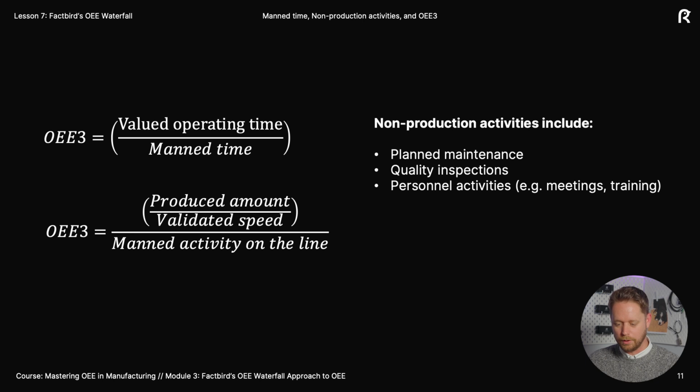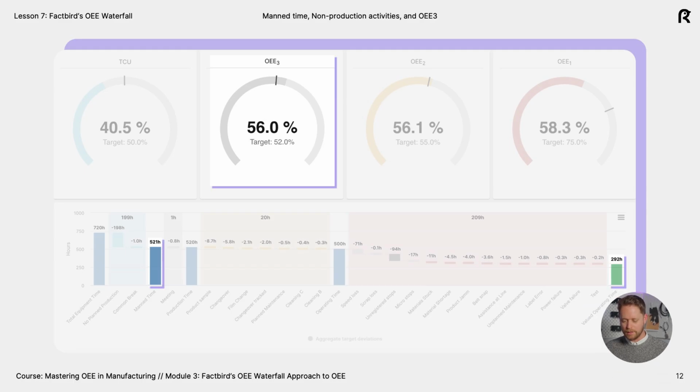OEE3 accounts for all the planned stops, such as meetings and training. We call this category of stops non-production activities. You get OEE3 by dividing the valued operating time by the man time. In practice, this is produced amount divided by validated speed divided by manned activity time on the line. As you can see here, some OEE3 stop causes are planned maintenance, quality inspections, and personnel activities like meetings or training. As you can see in this example, our man time is 521 hours. This leaves us with an OEE3 score of 56%.